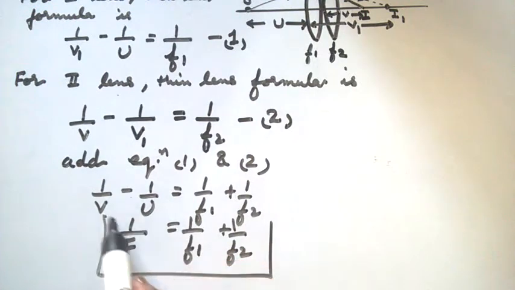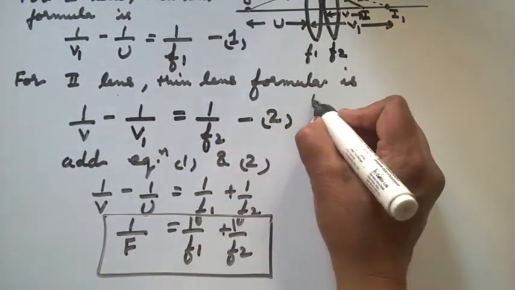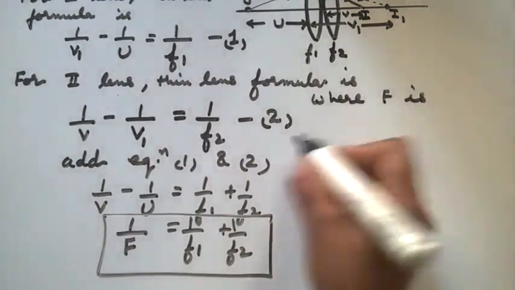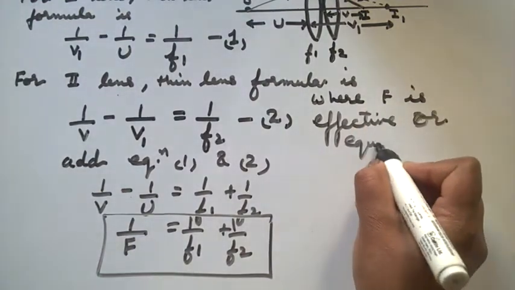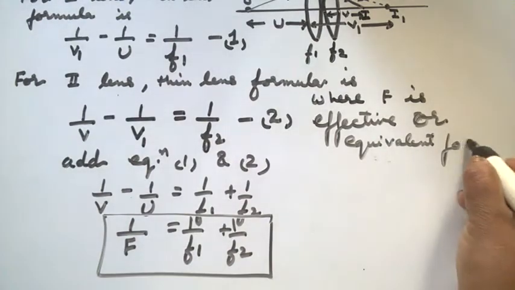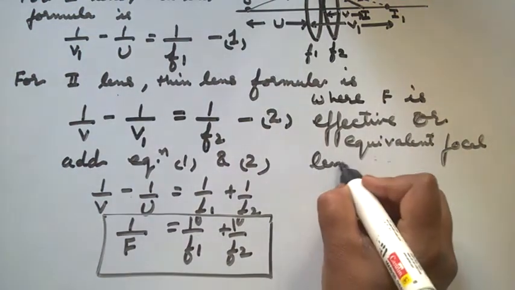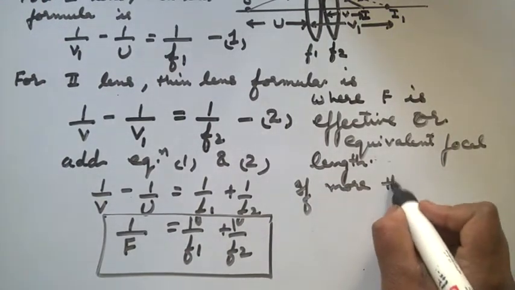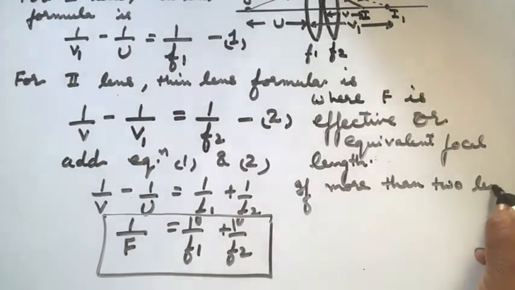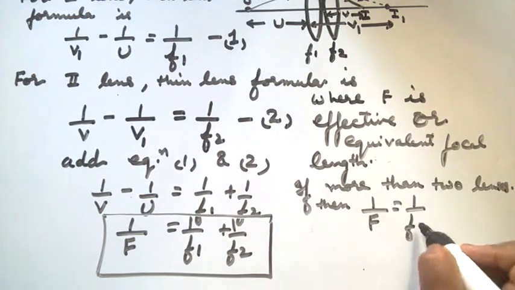If there are more than two lenses, we will add these focal lengths, that is, where f is the effective or equivalent focal length, if more than two lenses are there, then 1 upon f is equal to the sum of their reciprocal focal lengths.